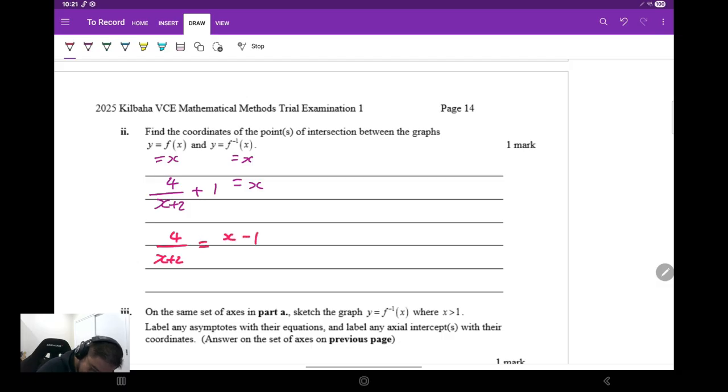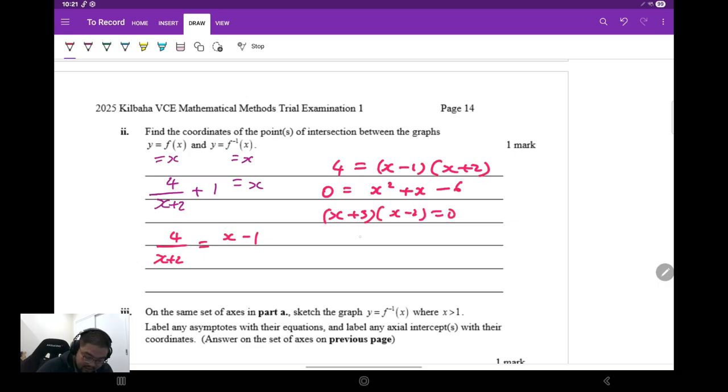Okay, expand: 4 is equal to (x minus 1)(x plus 2). So 0 is equal to x squared plus x minus 6. After you rearrange, then refactorize: (x plus 3)(x minus 2) equals 0. Therefore, you've got x is equal to 2, x is equal to negative 3. Now we need to find the points of intersection, so we're going to sub it back in.